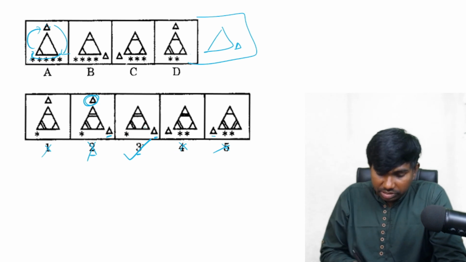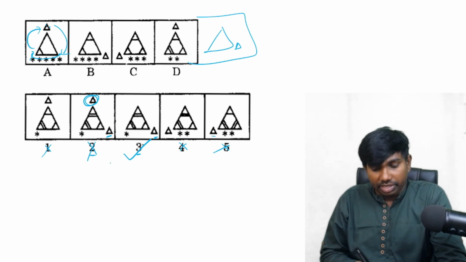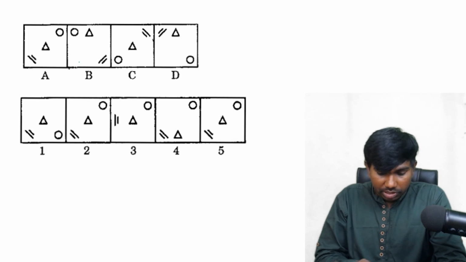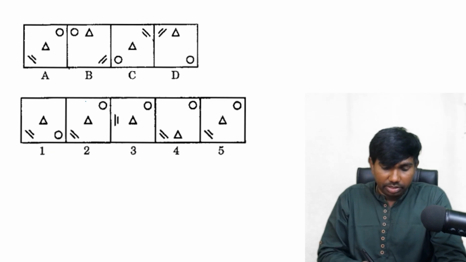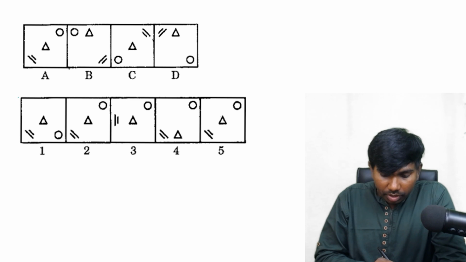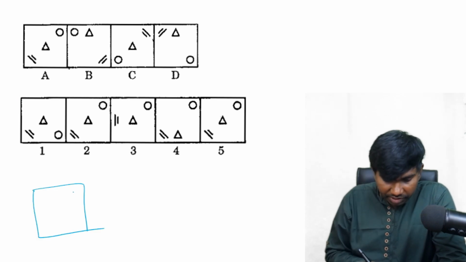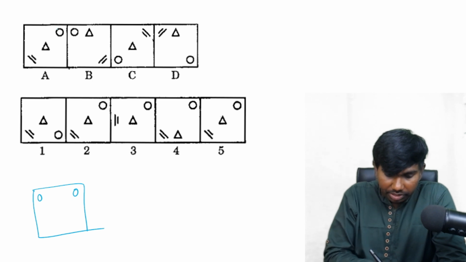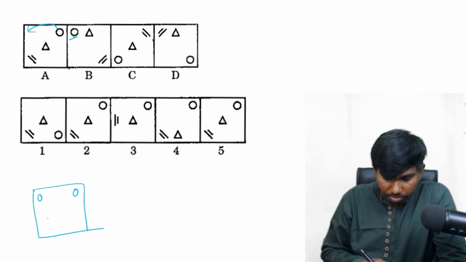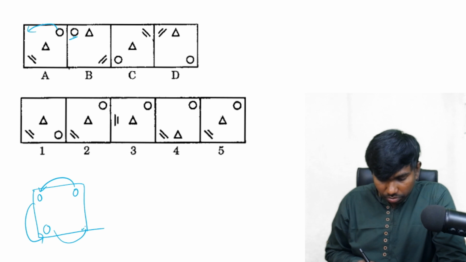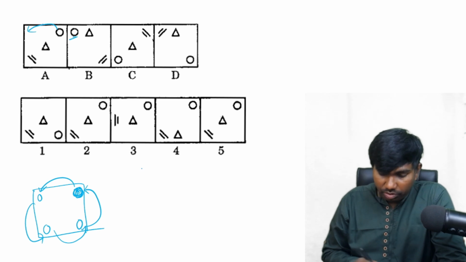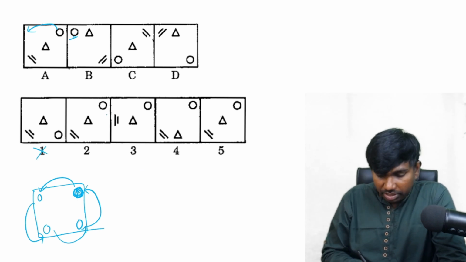Here no need to consider the star and no need to consider the inside extra lines. Next figure. Here also, let us verify the element locations one by one. First, let us consider this circle. The circle is shifted from this corner to this corner, then to the bottom corner, and next to this corner. That means our answer figure must have the circle in the top right corner only. So the first figure is eliminated because the circle should be on the top right corner.